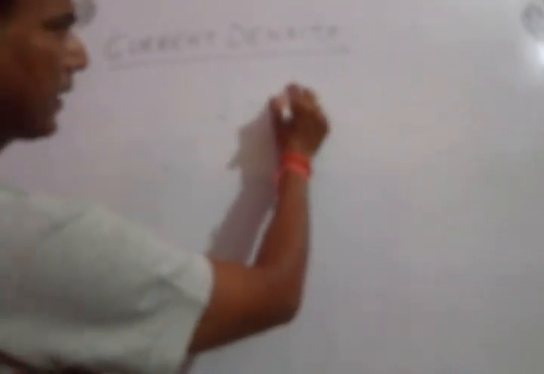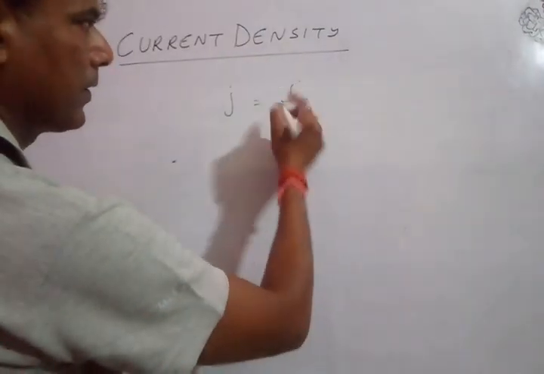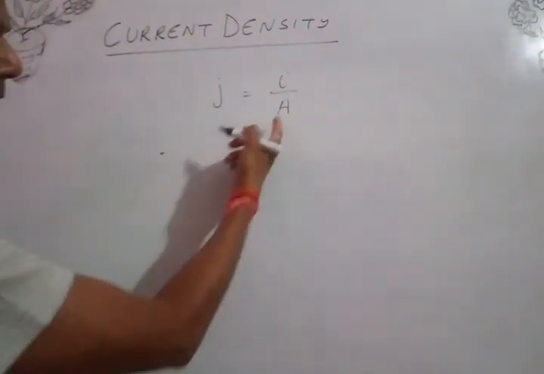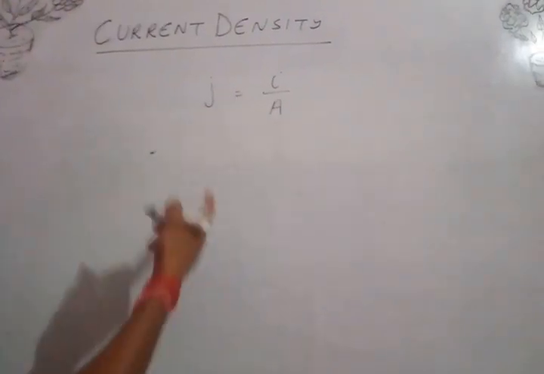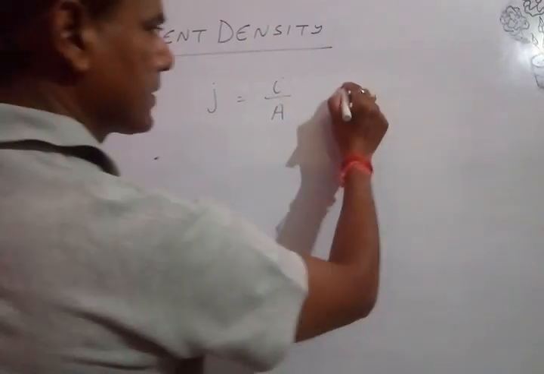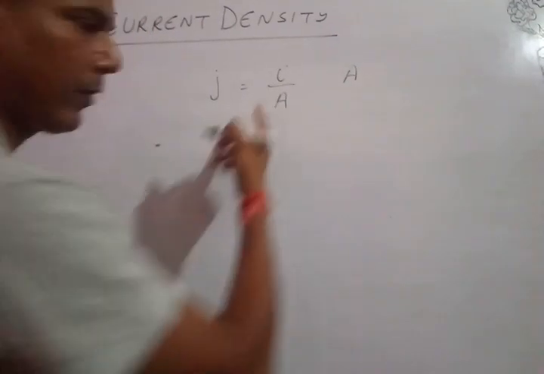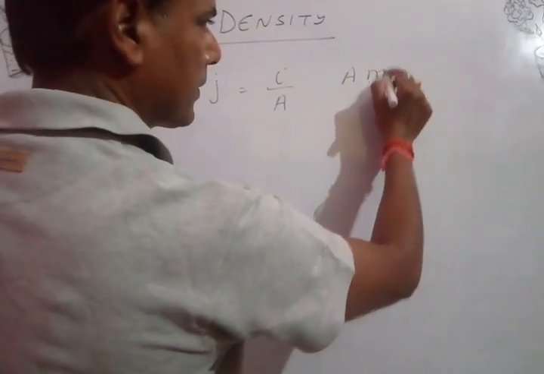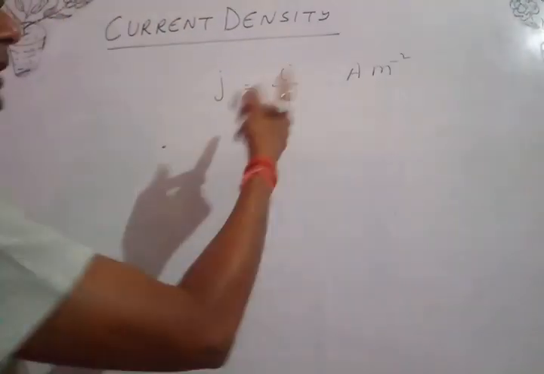The symbol for current density is J. J is equal to I upon A, where I is the current flowing through unit area of cross section. Its unit is ampere for current, and per meter square for area. The unit for current density is ampere per meter square.